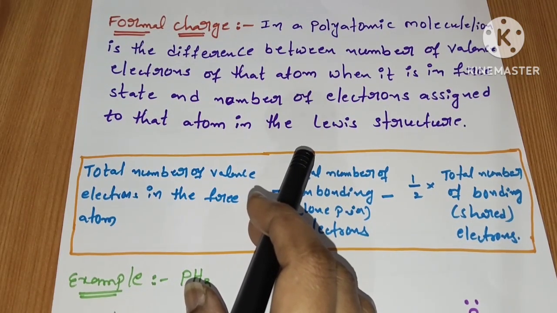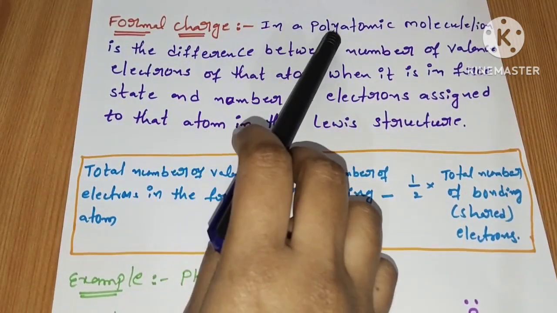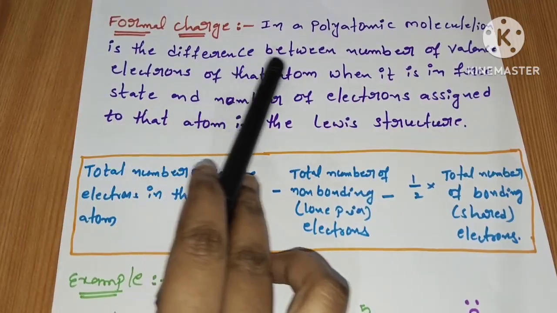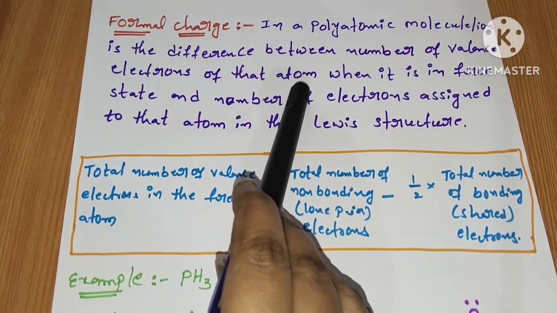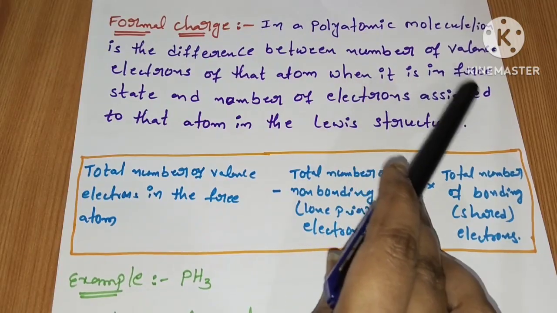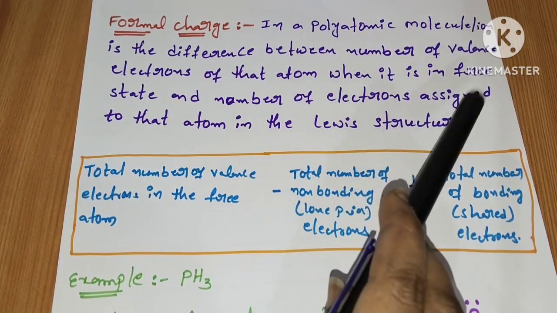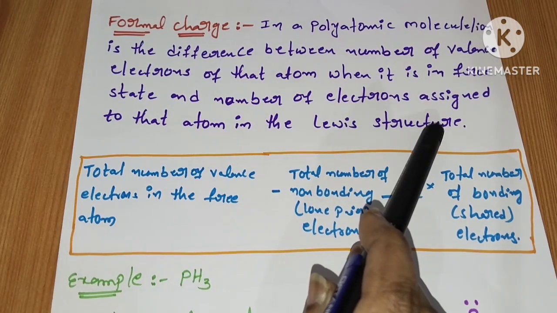Today's topic is formal charge. What is formal charge? In a polyatomic molecule or ion, it is the difference between the number of valence electrons of that atom when it is in the free state and the number of electrons assigned to that atom in the Lewis structure.